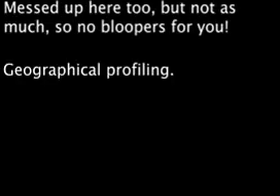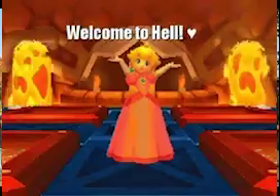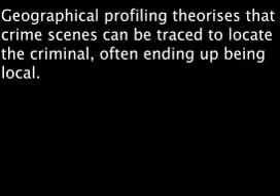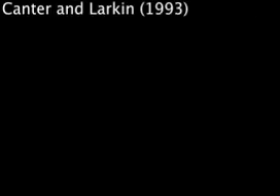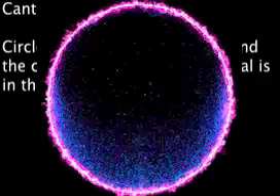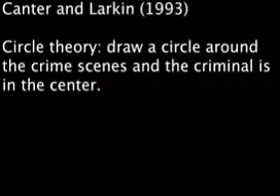One form of bottom-up profiling is geographical profiling. Welcome to hell, I mean Haze. According to this profiling method, criminals are likely to commit crimes in the local area. Cantor and Larkin in 1993 devised circle theory. If you draw a circle around the crimes, the offender is likely to be in the middle.